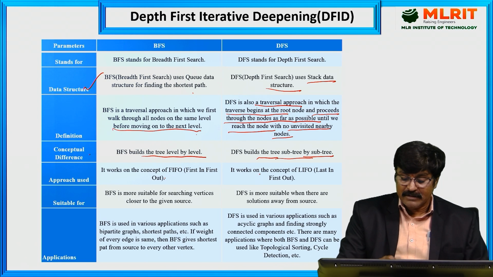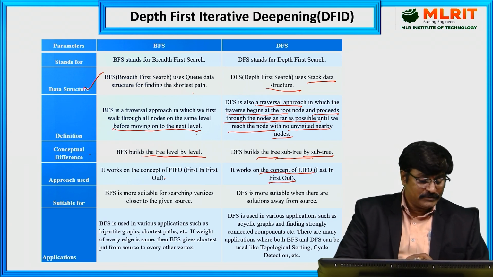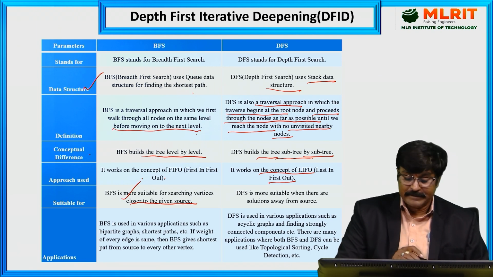It works on the concept of last in, first out. That is the approach it is following, whatever the memory fringe. BFS is more suitable for searching vertices closer to the given source. Suppose the goal node is closer to the source node, then BFS is best suited for that case.